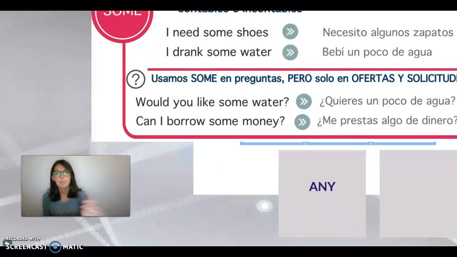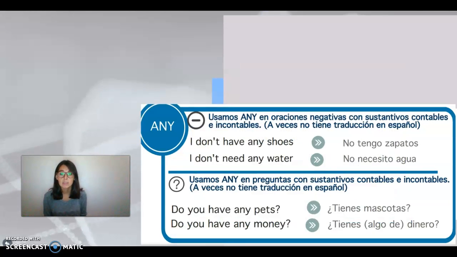Yeah. In the case of any, you are allowed to use any for negative sentences and for questions as well, right? So here we have a negative sentence. I don't have any shoes. No shoes. I don't have any shoes.